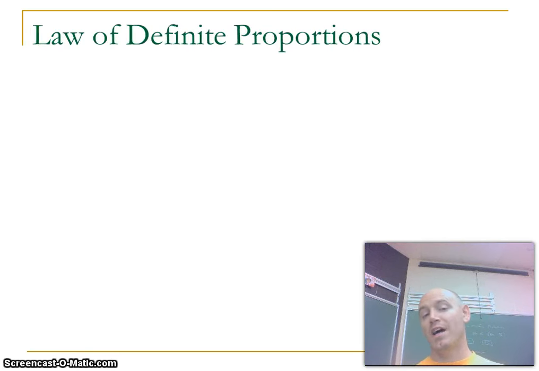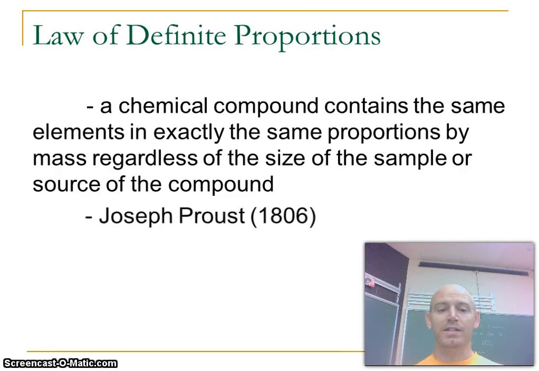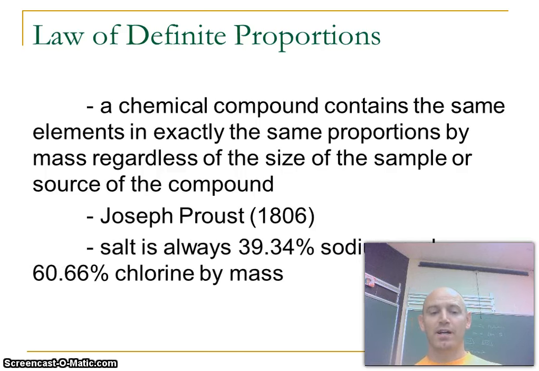Next is the law of definite proportions, and this was proposed by Joseph Proust, I think another Frenchman, in 1806. And basically what Proust said was that a chemical compound contains the same elements in exactly the same proportions by mass regardless of the size of the sample or source of the compound. So that salt is always 39.34% sodium and 60.66% chlorine by mass.